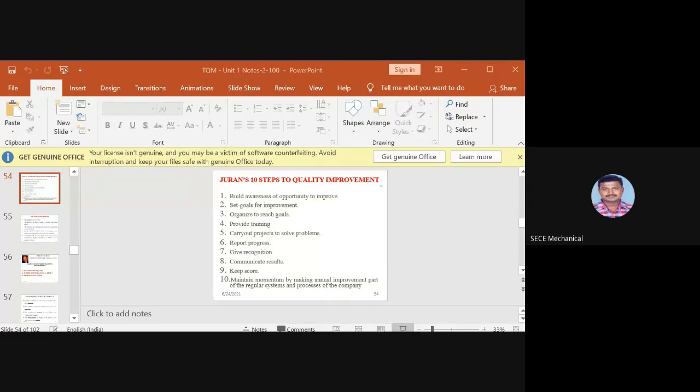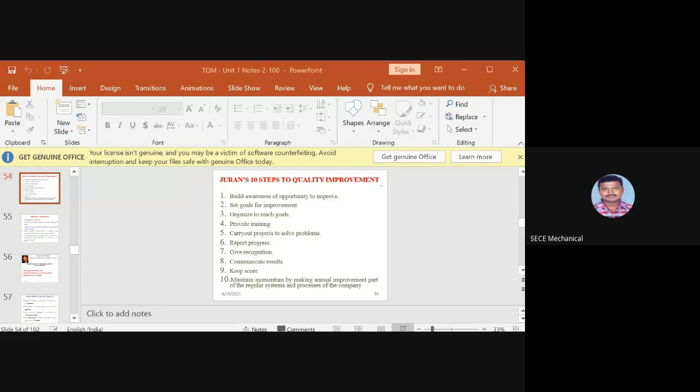Okay, the Juran philosophy. The main objective of the Juran philosophy is to achieve high product quality, because most of the gurus always said to improve the quality of the product and maintain good quality in the industry. Juran also said that we need to maintain a higher quality. So this is the philosophy of Juran.